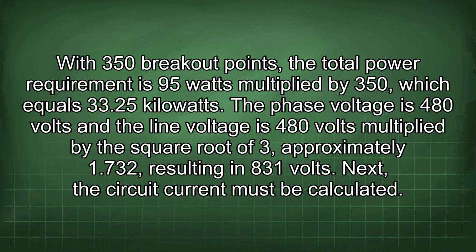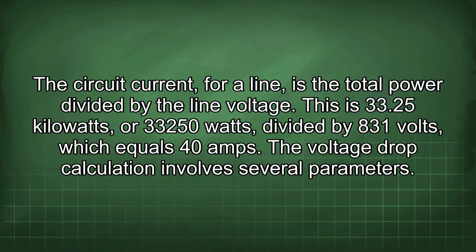Next, the circuit current must be calculated. The circuit current for a line is the total power divided by the line voltage. This is 33.25 kilowatts, or 33,250 watts, divided by 831 volts, which equals 40 amps.